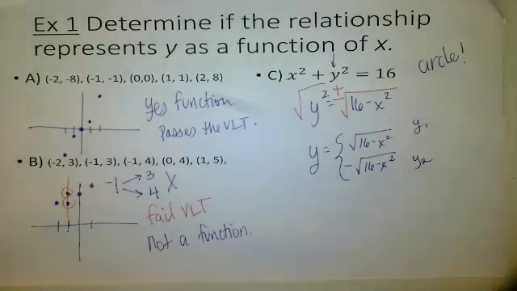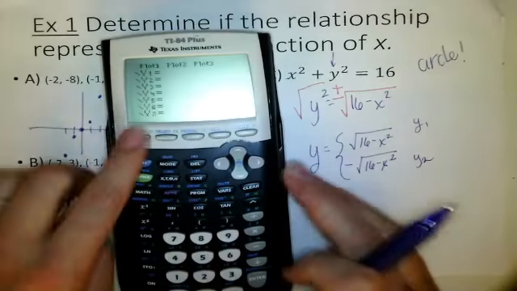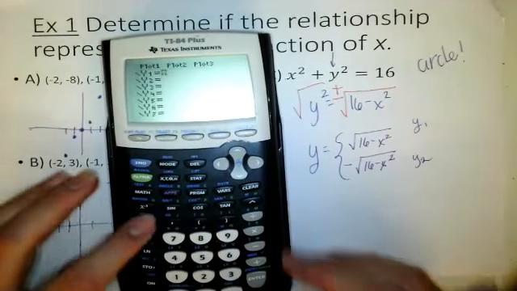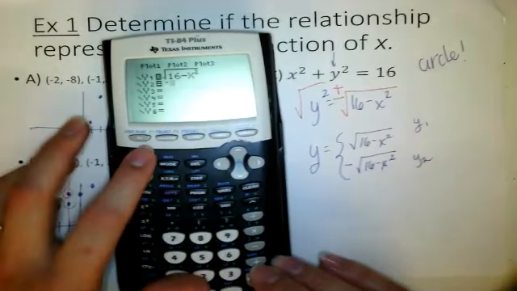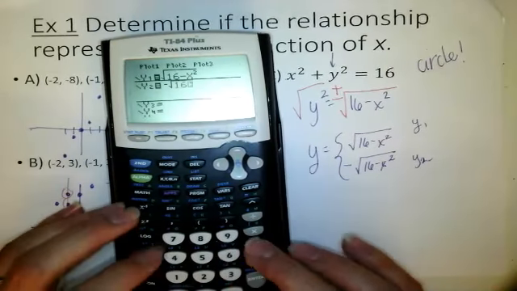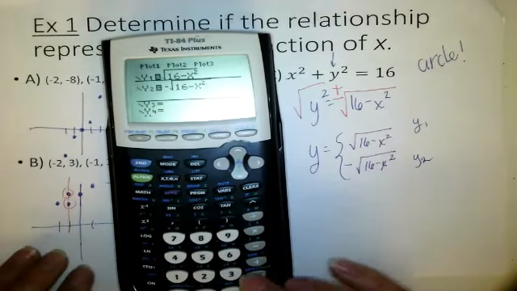What would happen if you forgot the plus or minus? It would be a function, which is a problem. It's not right. So it's really important that you remember the plus or minus here. The square root of 16 minus x squared and negative square root of 16 minus x squared.